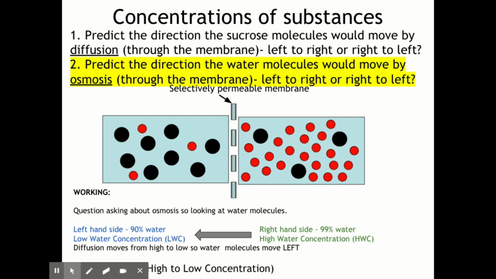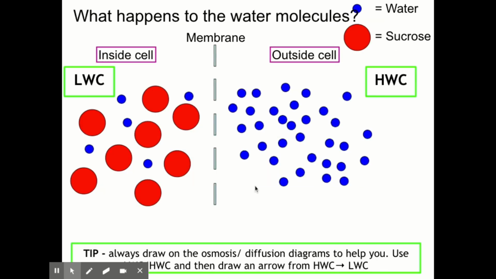So this is just one more example on the next slide. And this is just to show you again how we would do this. So here we have a selectively permeable membrane separating the outside of a cell from the inside of a cell. And this is asking what happens to the water molecules. So again, we know we're thinking about osmosis.